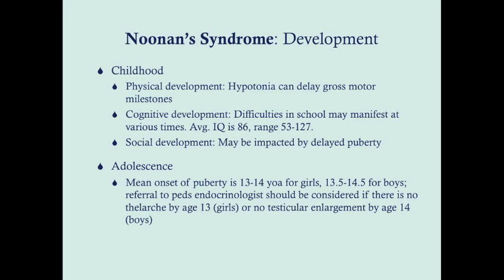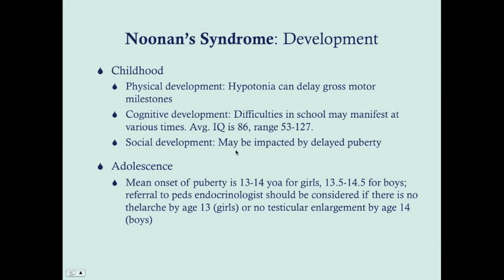The range is variable. So you can see a very wide range here. 53 to 127 is the reported range. 127 is quite a high IQ. That would be consistent with somebody that can go on to grad school and beyond. But the average IQ is about 86, and certainly an IQ of 86 is not really going to impair your functioning too much.